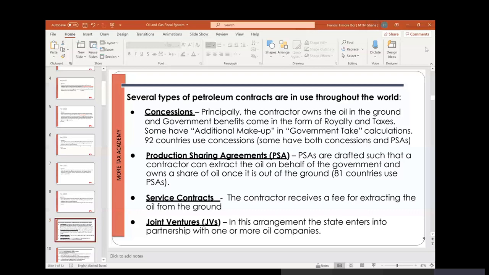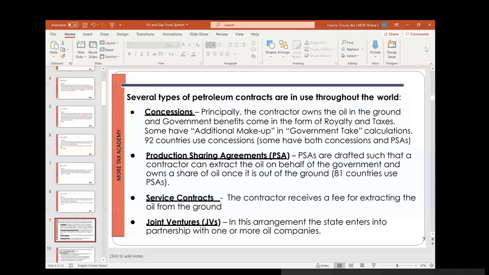So concession is principally a contractual arrangement where the contractor owns the oil in the ground and government benefits come in the form of royalty and taxes. So in the concession, we give you our natural resources, go and explore, and you only pay royalty and taxes to us. Is that okay? In fact, this one is the oldest. This one was the very first, and we even still find it in our mining arrangements where our miners go and extract the mineral, and then they only come and pay royalties and taxes. So that is what we call the concession arrangements.